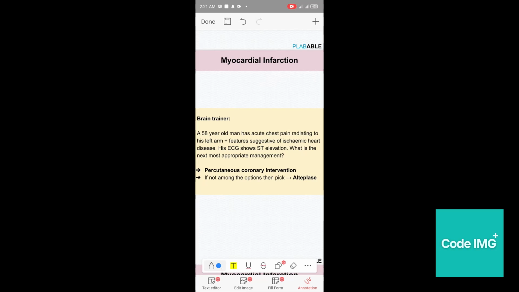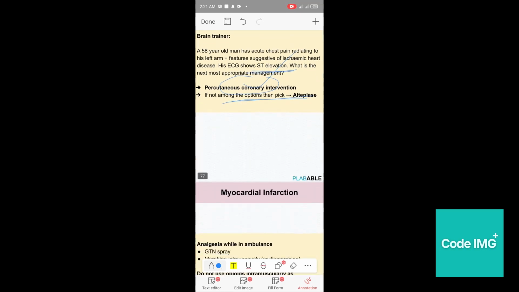A 50-year-old guy with acute chest pain radiating to the left arm, with features suggestive of ischemic heart disease. ECG shows ST elevation, and there's a PCI available. Go for the PCI, no other option. If the PCI is not there, go for thrombolysis, that is with alteplase or tenecteplase, whatever is available.